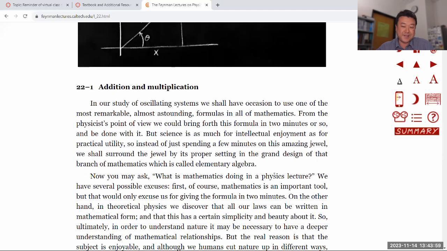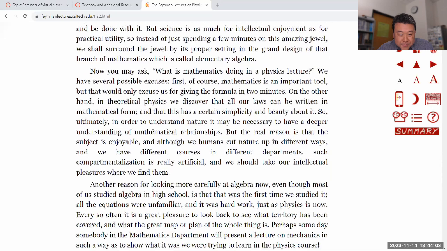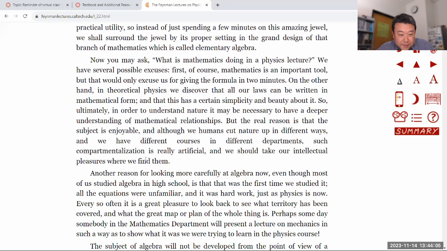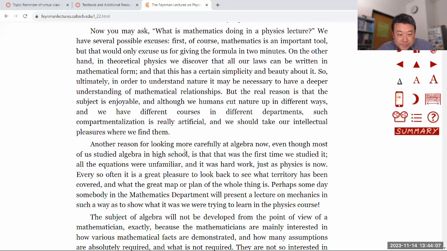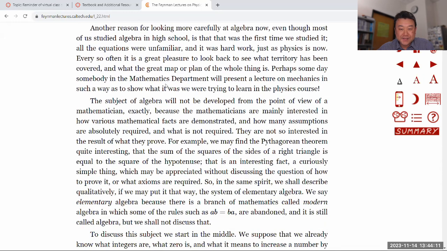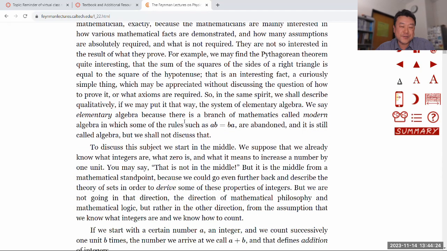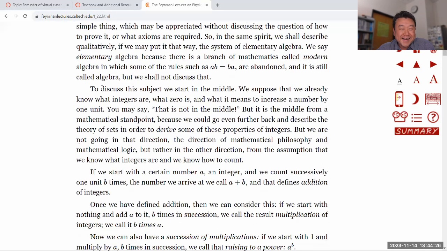So what is mathematics doing in a physics chapter? Does he talk about how mathematicians don't teach it well? I don't know. Maybe not. Yeah, see here. Oh wait, oh, he's suggesting the mathematics department should teach mechanics. Maybe, I don't know. Some cross training is fine.